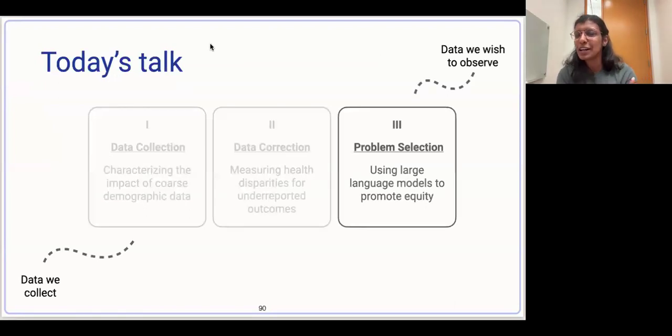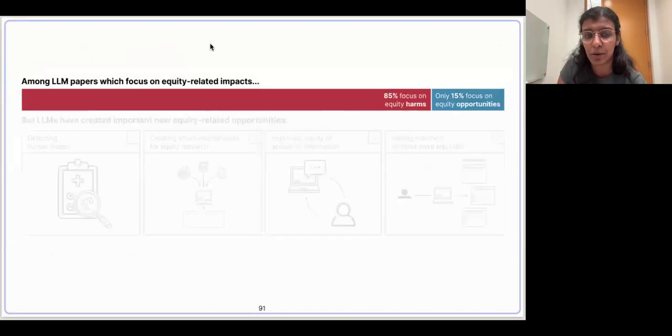Okay, so the final piece of work that I wanted to talk about, which is joint with Emma Pearson, Raj Mava, and John Kleinberg, is the idea of problem selection as a way of advancing equity in machine learning for healthcare. And in particular, I want to talk about the use of large language models to promote equity. So in recent months, there's been a lot of interest in the social impacts of large language models.